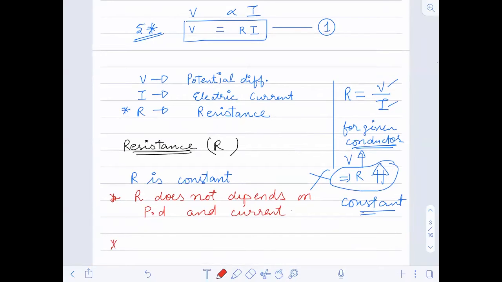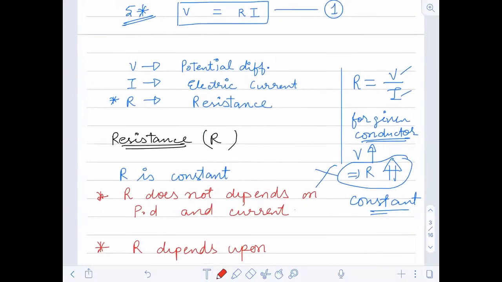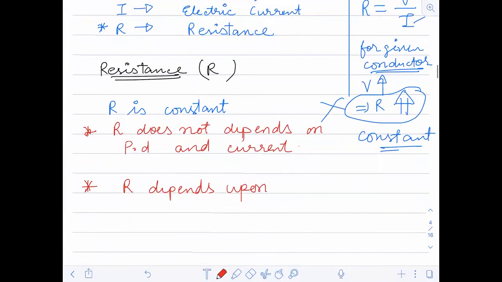On what does it depend then? It depends upon the property of the material and the physical condition. So R depends upon what factors? Material property.